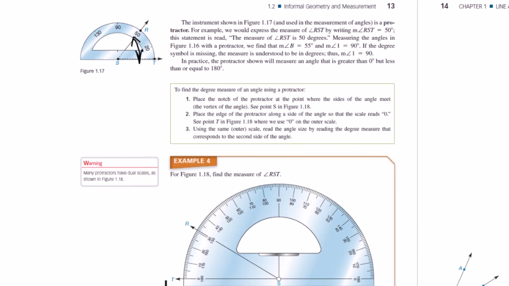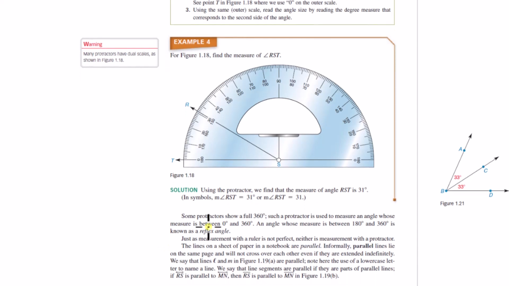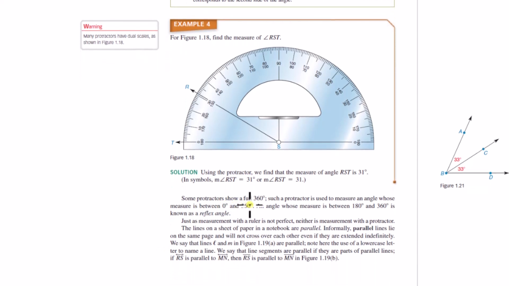Okay, so then they give an example of how to take a measurement with a protractor. We just talked about that. Some protractors show a full 360 degrees. Such a protractor is used to measure an angle whose measure is between 0 and 360. An angle whose measure is between 180 and 360 is known as a reflex angle.